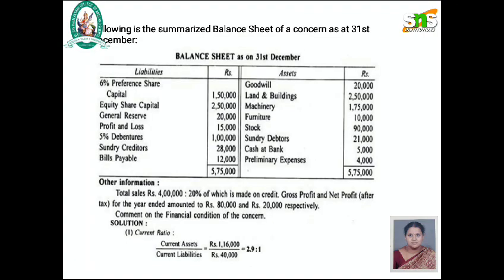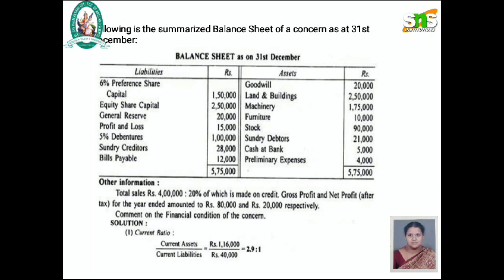Here we are going to see about case study analysis. So here the summarized balance sheet of a concern as at 31st December is given. Liabilities consist of 6% preference share capital, equity share capital, general reserve, profit and loss account, 5% debentures, sundry creditors, bills payable, and assets consist of goodwill, land and building, machinery, furniture, stock, sundry debtors, cash at bank, preliminary expenses.